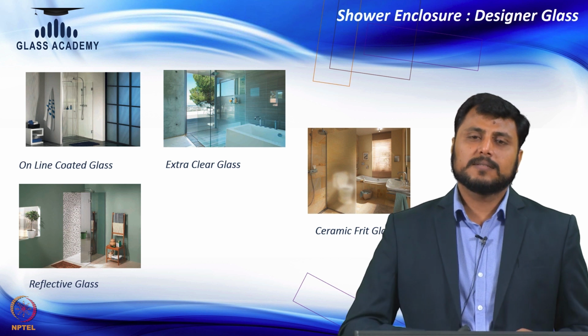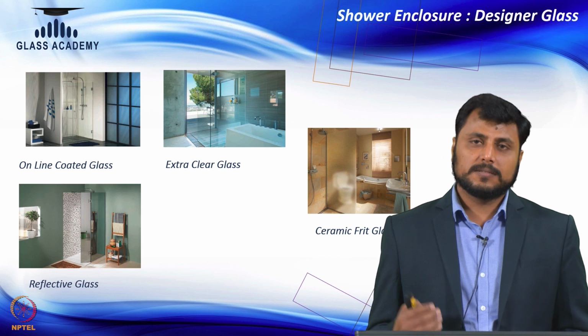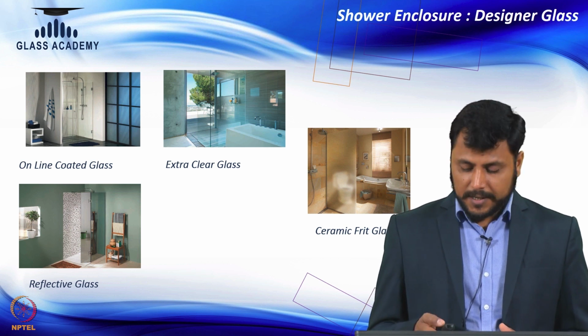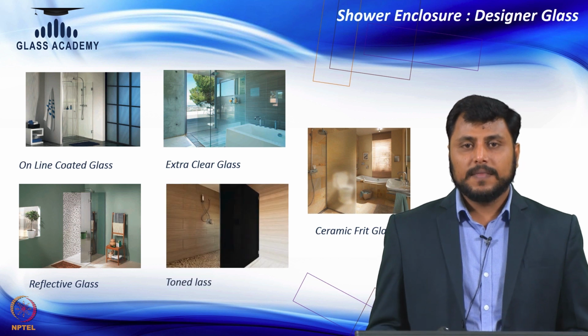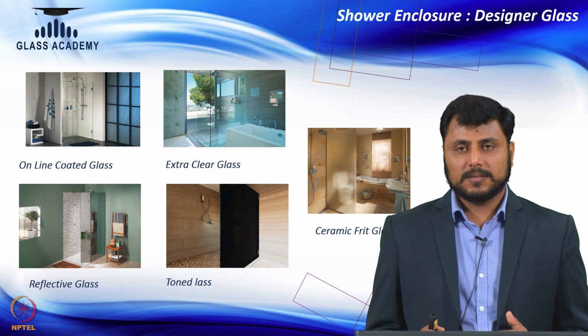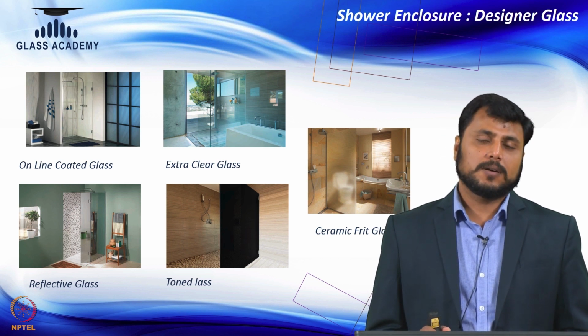Then reflective glass, as in our interior category, you might have gone through it. Reflective glass, which can reflect the outside images. So it's basically a tinted glass, you can see here. And then the toned category, the fully colored glass, in which there are 3-4 colors available in this category, which can be used for shower enclosure glass.